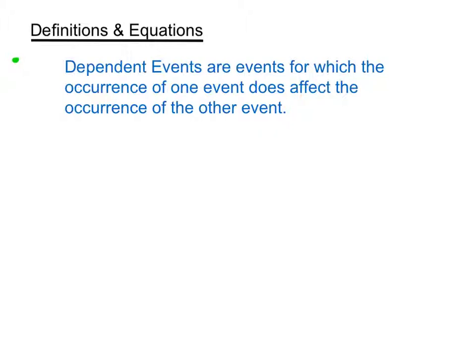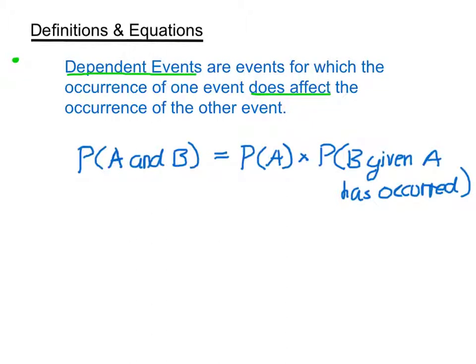So let's recap what we learned in the first slide. Dependent events are events for which the occurrence of one event does affect the occurrence of the other event. Now we can still calculate the probability of these compound events using a formula similar to that of independent events. And it looks something like this. The probability of A and B occurring for dependent events is the probability of A occurring times the probability of B occurring, given that A has already occurred.